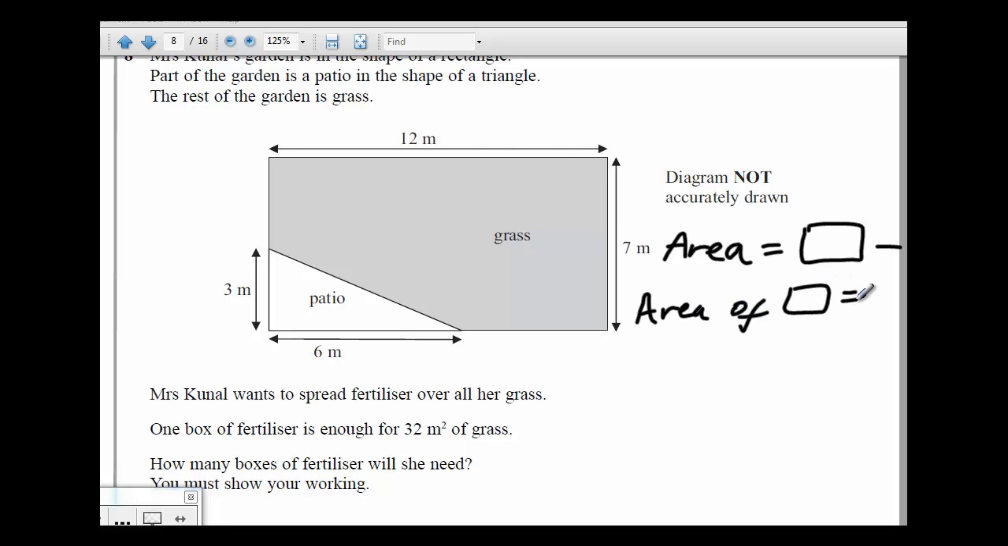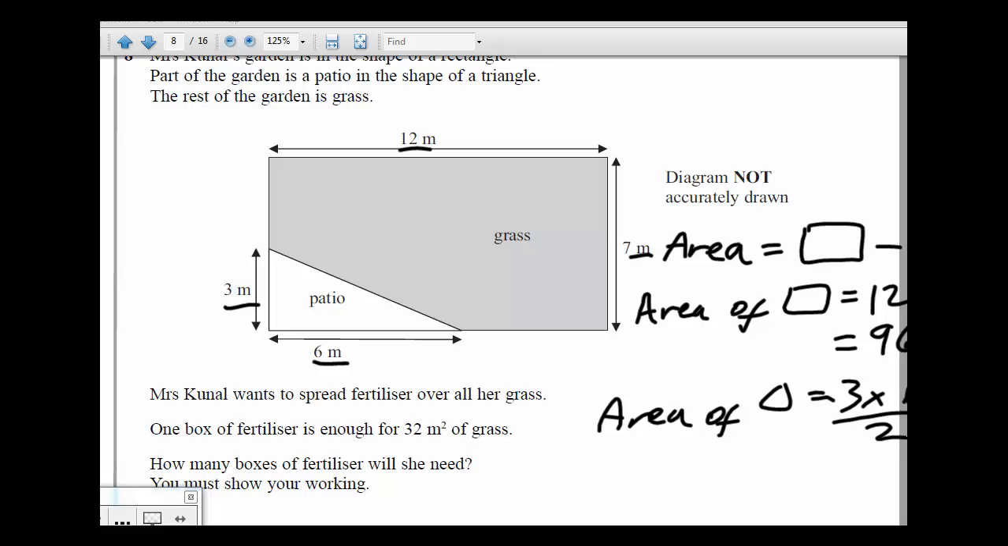Nice and simple, all we have to do is multiply the two sides together. 12 times 7, which is 96 meters squared. Next we need to work out the area of the triangle. Almost as easy, we multiply the two sides together, but with a triangle there's an extra step, we divide by 2, which works out 9 meters squared.